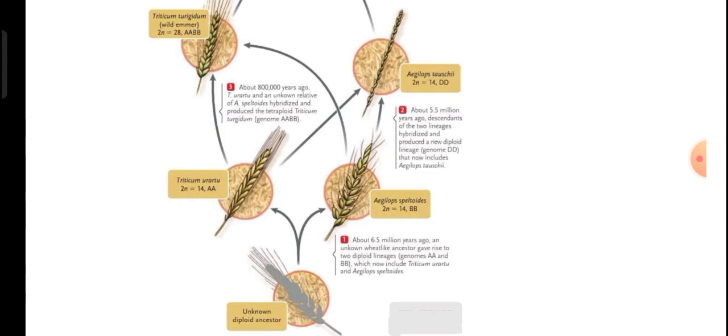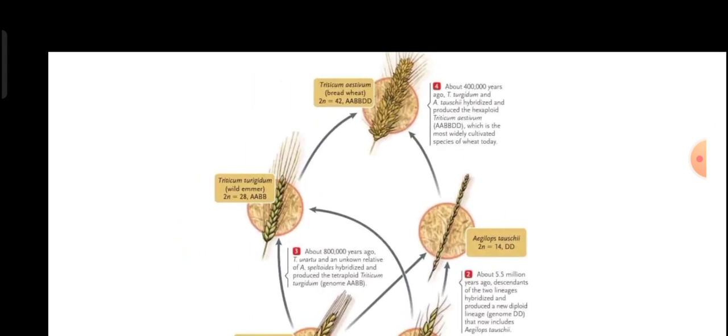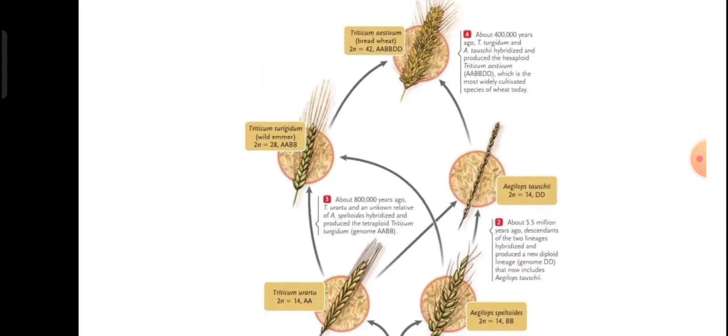Then the contribution of the D genome was from Aegilops tauschii about 5.5 million years ago. Descendants of the two lineages hybridized and produced a new diploid lineage that now includes Aegilops tauschii or Triticum tauschii. From that, about 4 lakh years ago, Triticum turgidum and tauschii hybridized and produced hexaploid aestivum, which is the most widely cultivated species of wheat today.